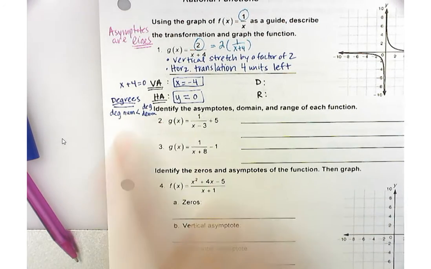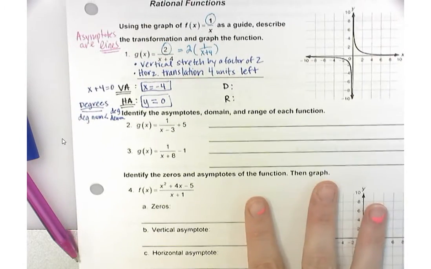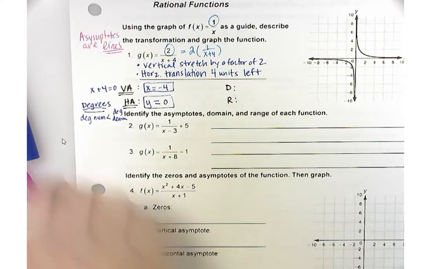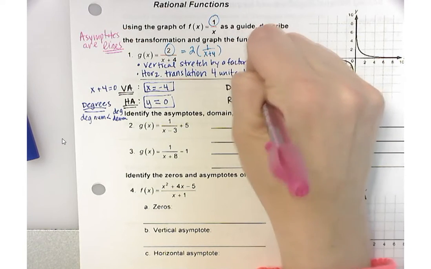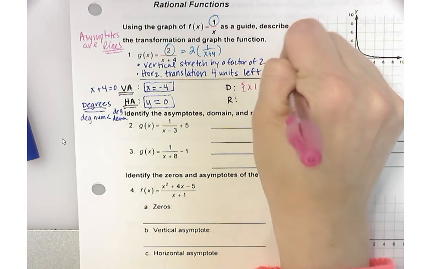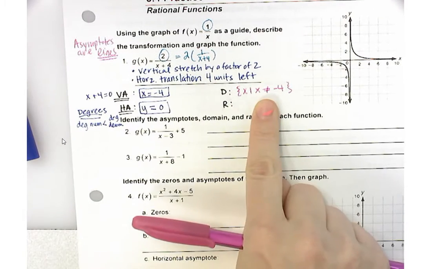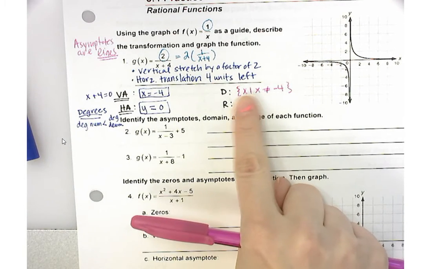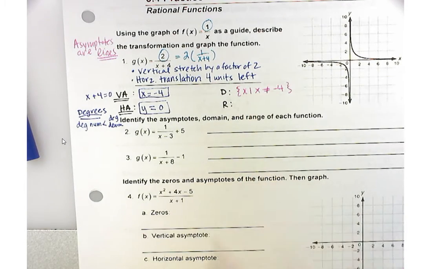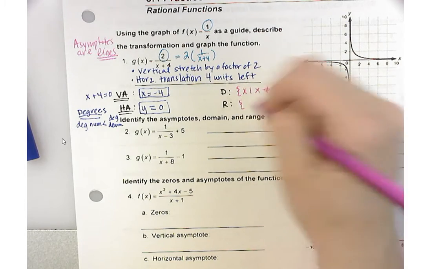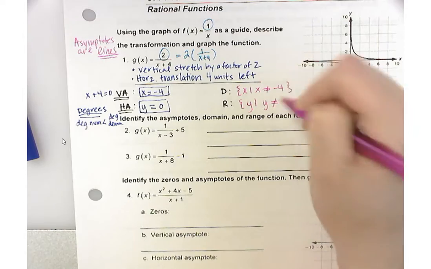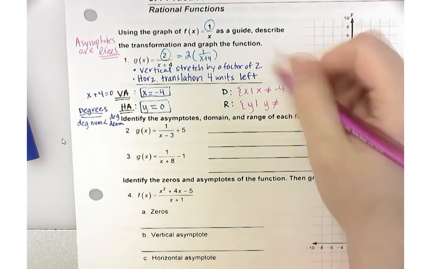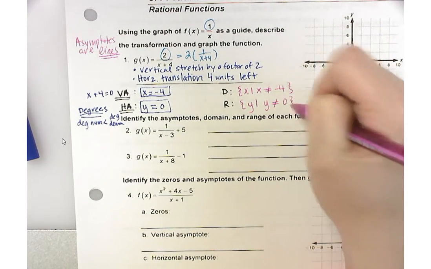Your domain and range are going to have to be written in set builder notation. Your domain always will exclude your vertical asymptote. So it should be all values of x such that x cannot be negative 4. The range, in most cases and in the cases that we've studied this year, is going to include all values except for the value of the horizontal asymptote.